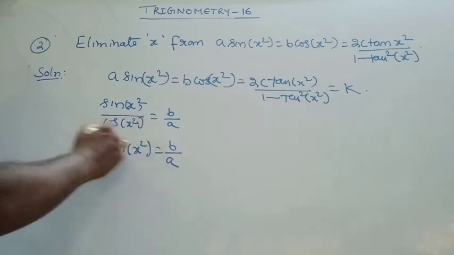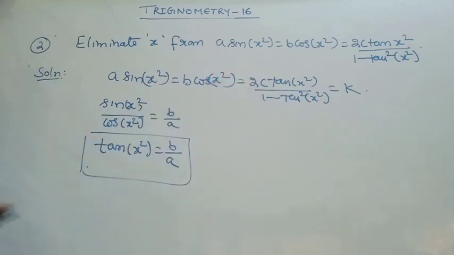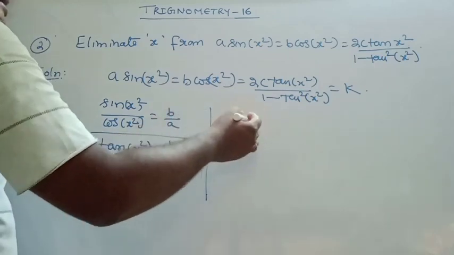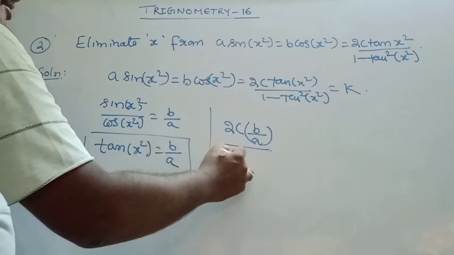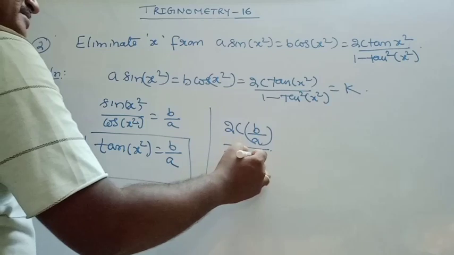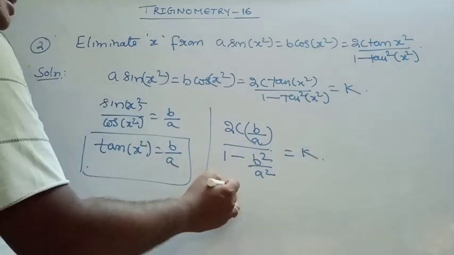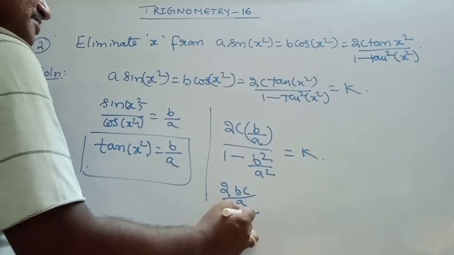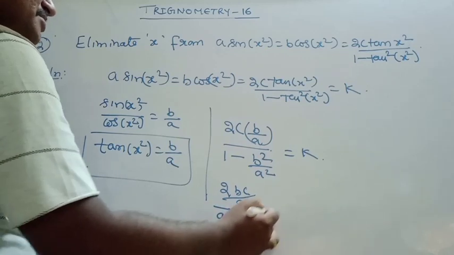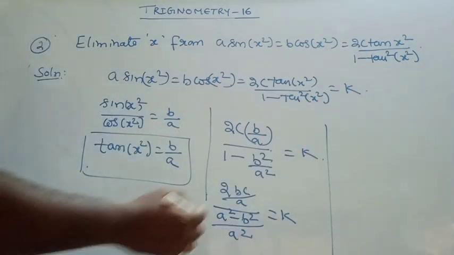Now let us take this tan of x square equal to b by a and substitute in this equation. Then we will see whether there is any x or not. So we have 2c times b by a, whole thing by 1 minus b square by a square, is equal to k. Now this is 2bc by a, whole by a square minus b square by a square, is equal to k.